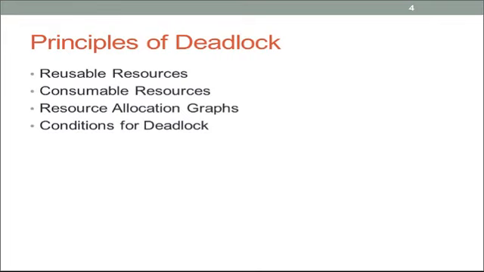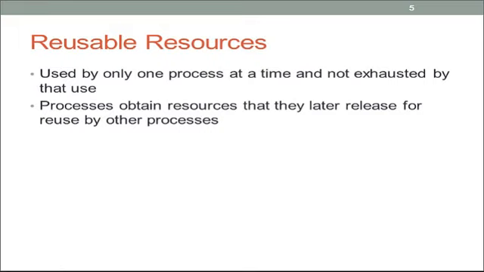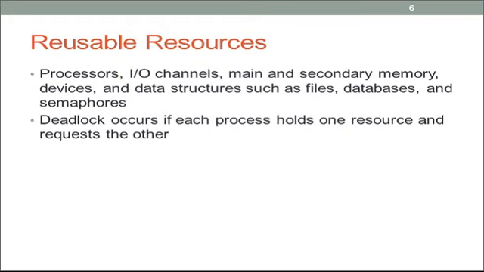The first is reusable resources. Various resources in the operating system are reusable. It means that the same resource can be used by multiple processes at different times, and resources do not get exhausted. So the process obtains the resources that they later release for reuse by other processes. The reusable resources could be processors, IO channels, main and secondary memory, and data structures like files, databases, semaphores and so on. So various software as well as hardware resources could be reusable resources.